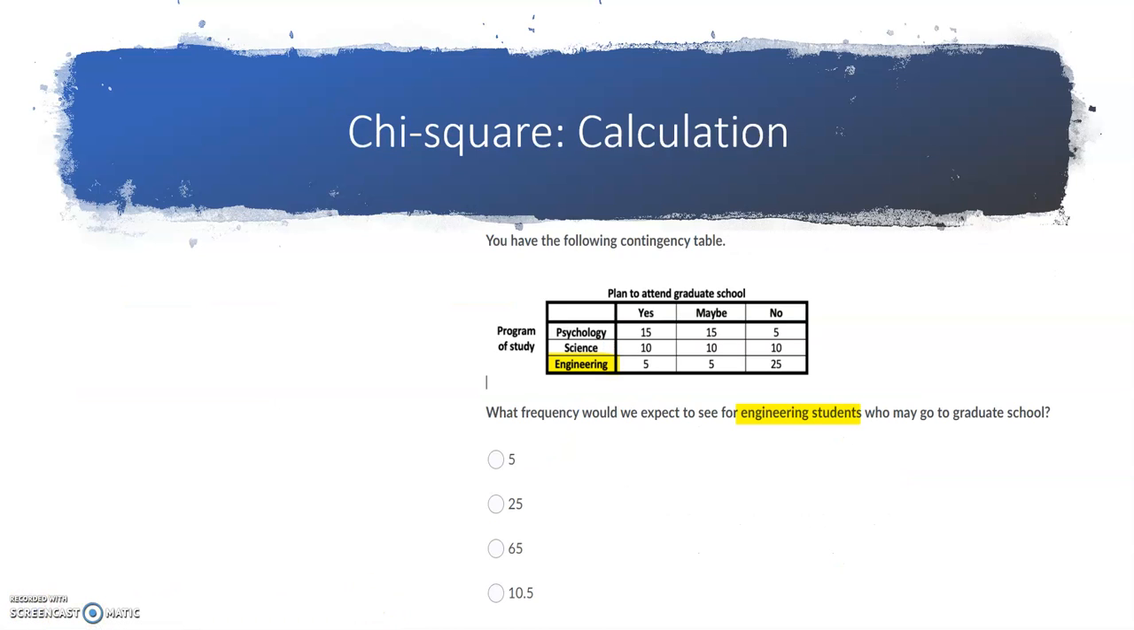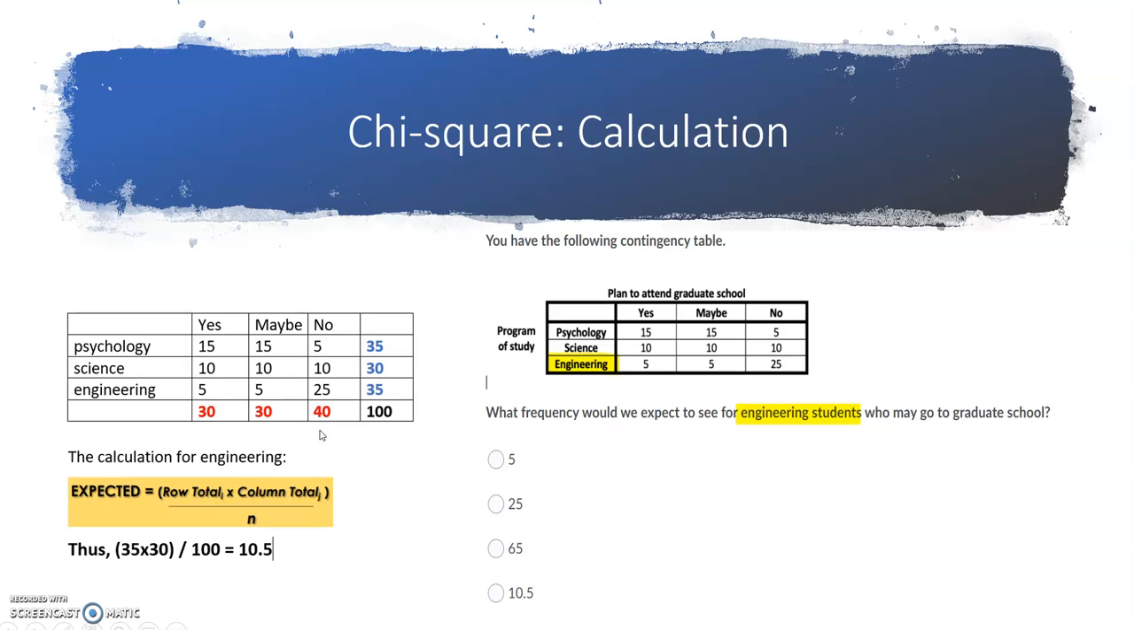So chi-square and calculation. To calculate the expected value of the engineering, you use the formula. The engineering, the total of the row and the total number of the column. So you can see here you can multiply by the total number 100, and then you can obtain the number 0.5.